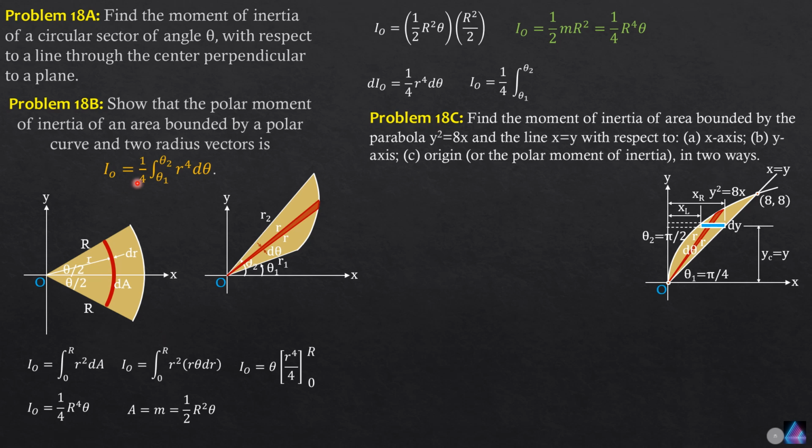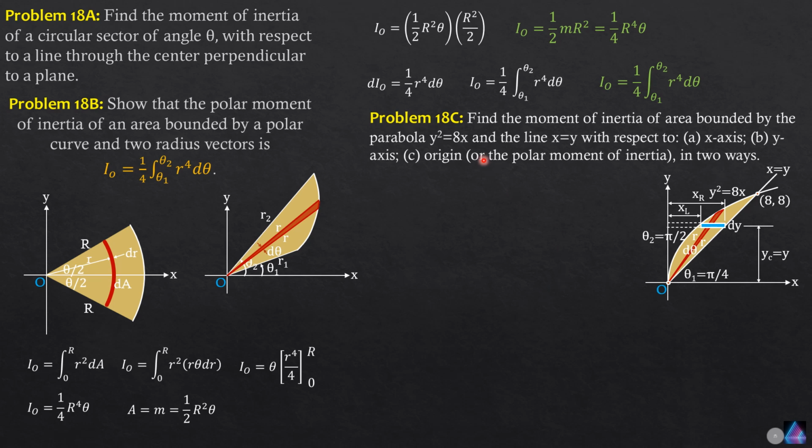So as simple as that. We have already defined it, but we have to first derive the polar moment of inertia of a sector, so that we can easily set this up. So that's it. That's the proof, or that's the derivation.